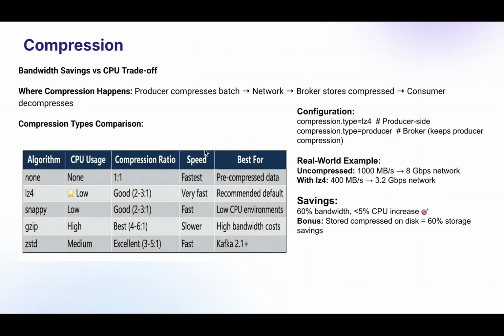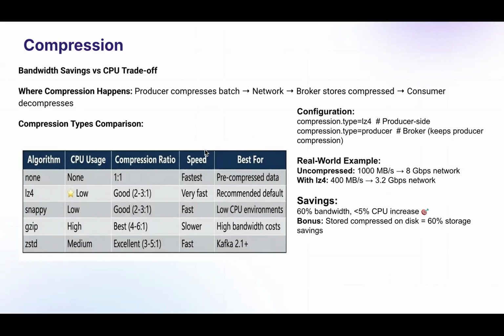It uses low CPU, gives you 2 to 3x compression, and it is very fast. This is the sweet spot. Snappy is similar to LZ4, with a slightly different trade-off, and is also a great choice for low CPU environments. Gzip gives you the best compression ratio, 4 to 6x, but it's CPU intensive. Use this if you are paying a lot for bandwidth or storage and CPU is cheap.